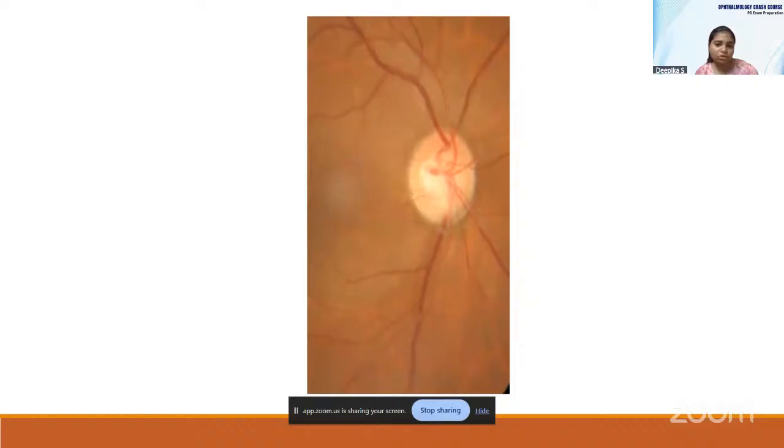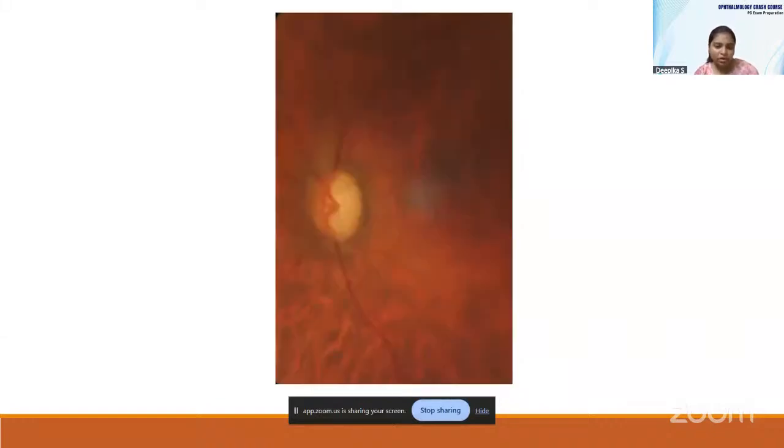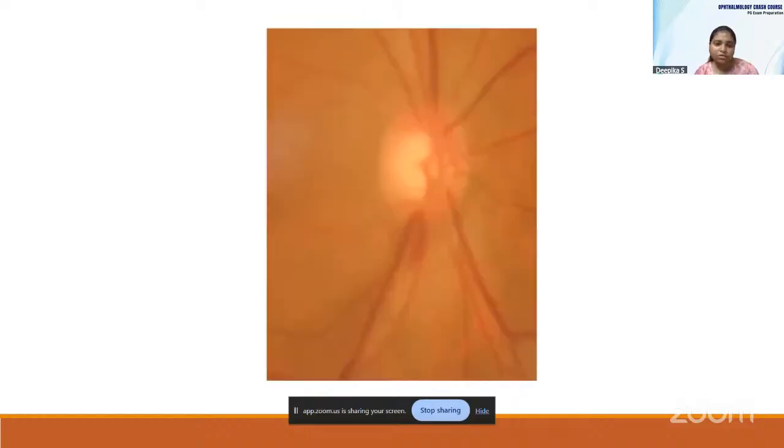This on the outside looks like a 0.4 to 0.5 cup, but there's a subtle inferior notching with a corresponding nerve fiber layer defect. This is like a myopic fundus with a tessellated fundus where the nerve fiber layer defects are not appreciated very clearly. Almost total cupping, you can see almost 0.8, 0.9 cupping where the rims are totally gone.